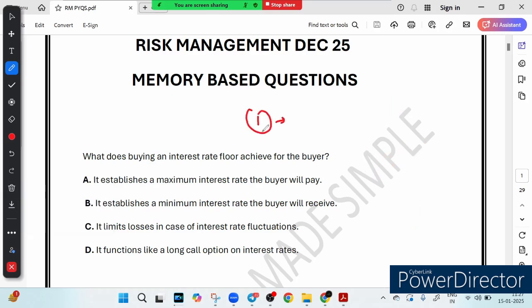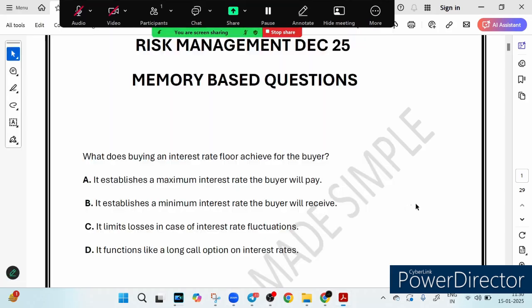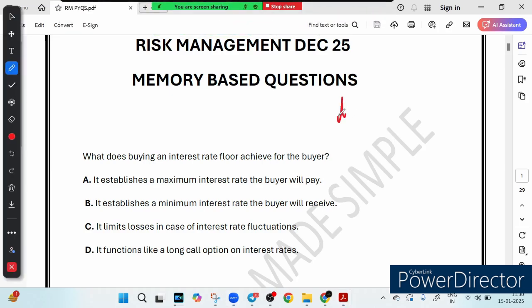The first key point is that buying an interest rate floor guarantees a minimum interest rate for the buyer, right? It is similar to a long put option. It protects against falling interest rates.